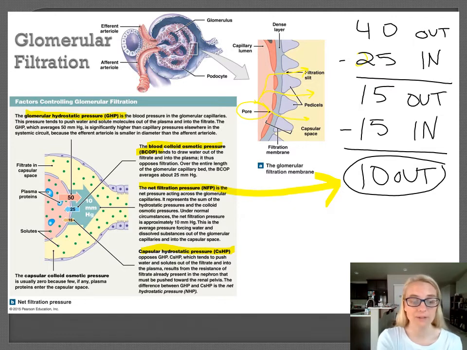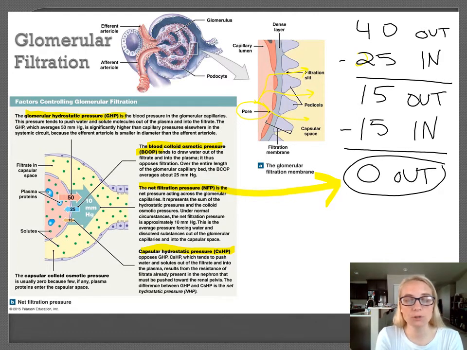And so that would be our net hydrostatic pressure. And then we have this capsular hydrostatic pressure that is going to be opposing that. And again, that capsular hydrostatic pressure is not going to change. Your nephrons aren't ever going to be empty. And so what we end up with, 15 minus 15, is 0.